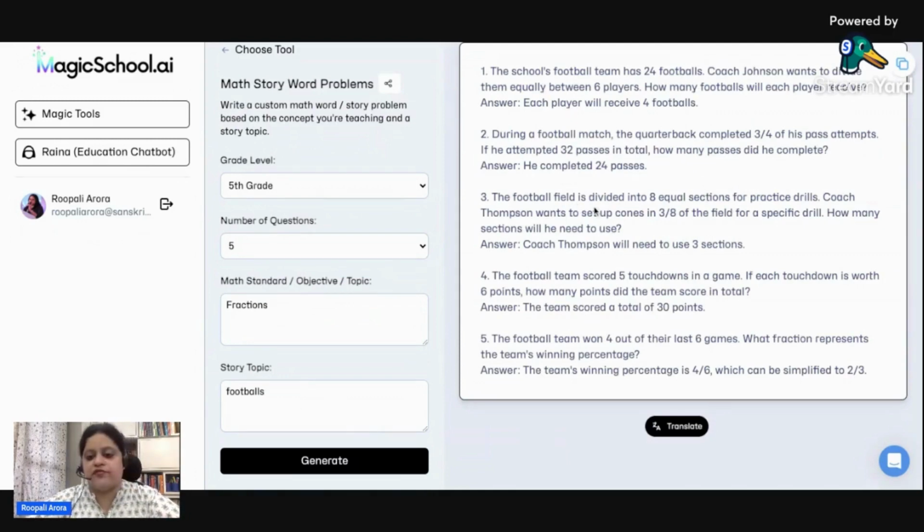So you have a football field divided into 8 equal sections for practice drills. Coach Thompson wants to set up cones in 3 by 8 of the field. For a specific drill, how many sections will he need to use?